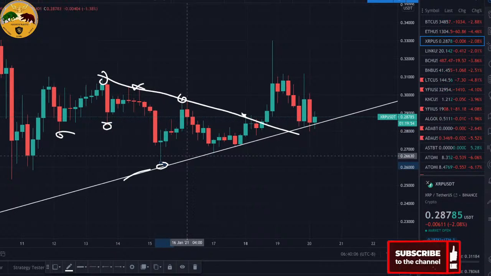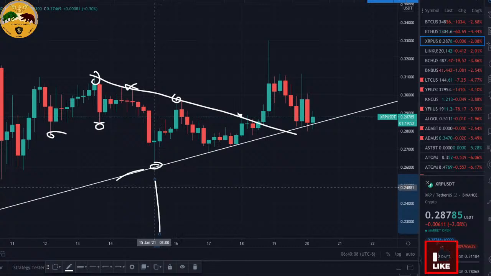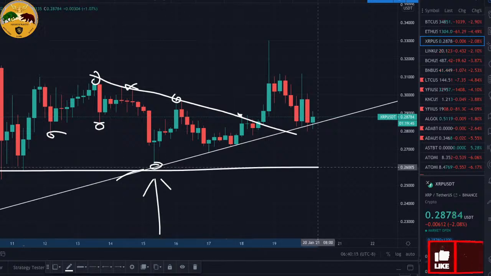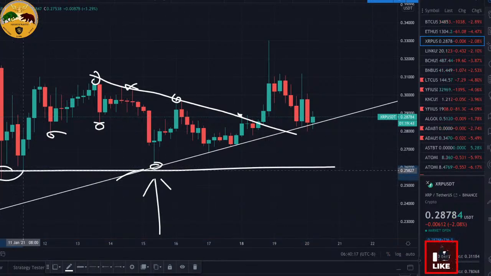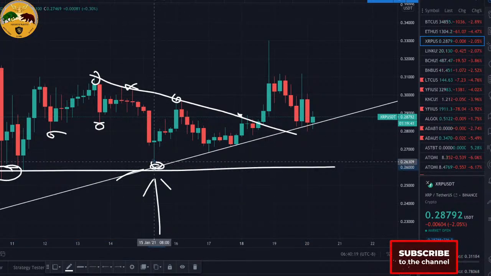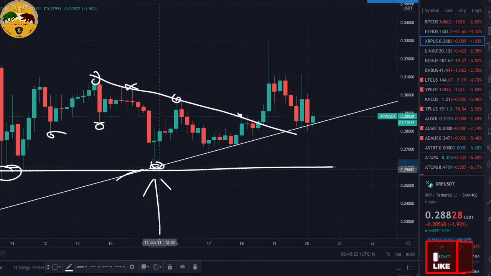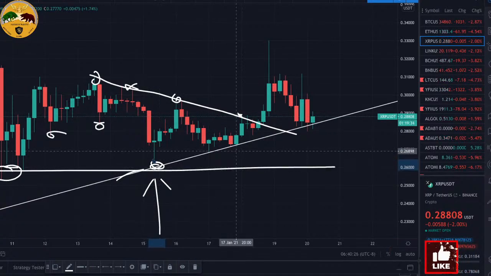But once price got in contact with support, there was a change. Because why? This is a buyer's zone. You can see the support. There was a support right here, and there's another support right here. So this is a buyer's zone. You see price got to this point, changed the market structure, and started making higher lows.